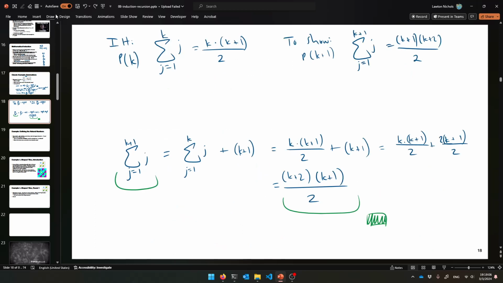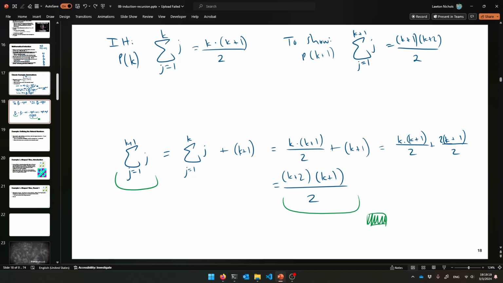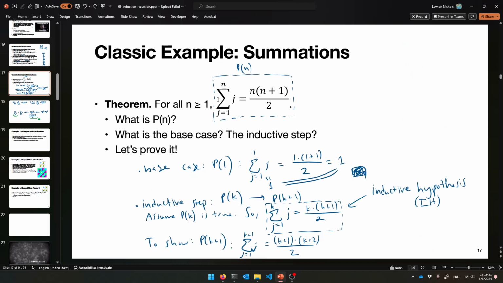It seems like it ended too soon, but that's all you needed, because now it can kick itself off. You have the P of 0, you can use your inductive step to get out the P of 1, to get out the P of 2, and build those proofs. You can always go to the next thing. That's what the principle of mathematical induction shows you.